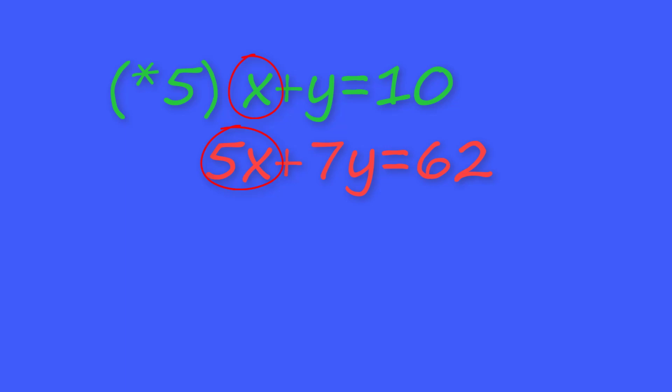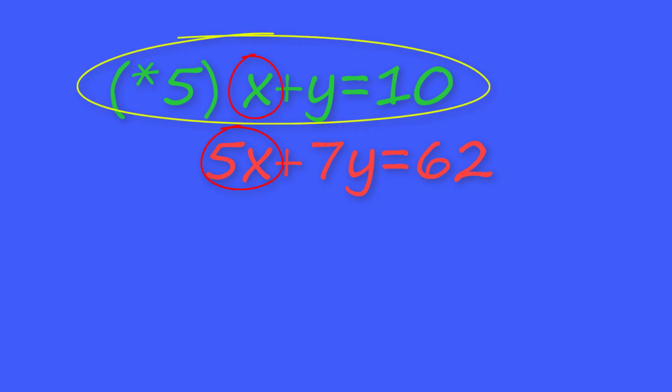In the first equation, x has an invisible coefficient of 1, because 1 times x is x. In the second equation, x has a coefficient of 5. We can multiply the first equation's x by 5, so that the two equations' x has the same value. But instead of multiplying only x, you have to multiply the entire equation. So the first equation will become 5x plus 5y equals 50.